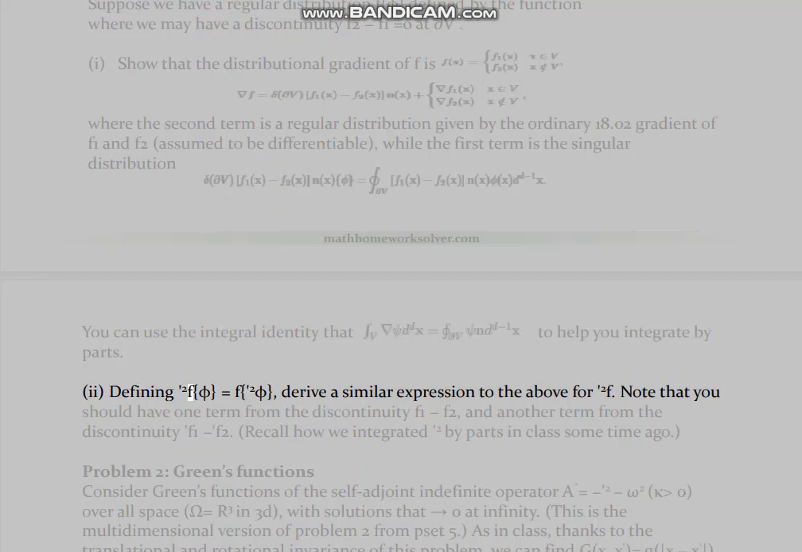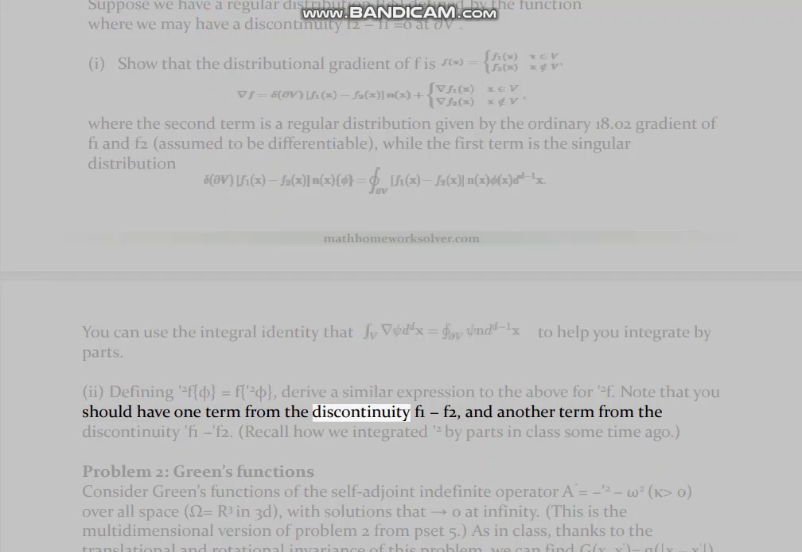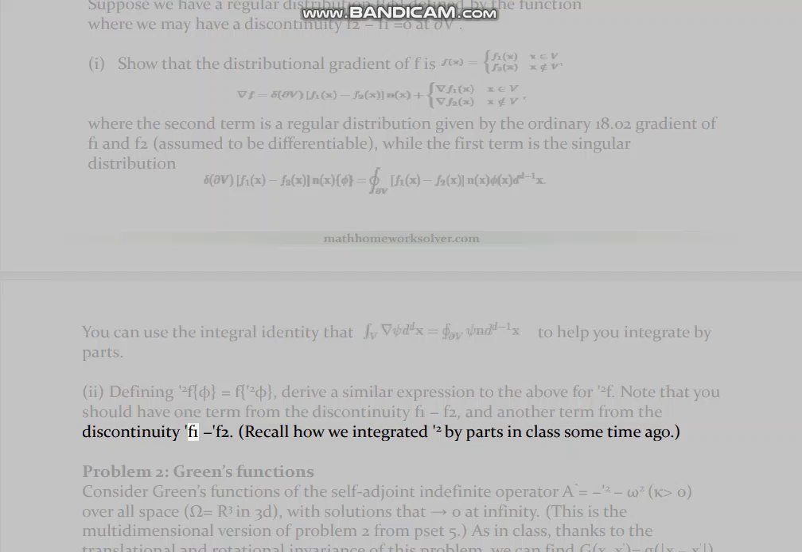Show that the distributional gradient of f is given by an expression where the second term is a regular distribution given by the ordinary 18.02 gradient of f1 and f2, assumed to be differentiable, while the first term is the singular distribution. You can use the integral identity to help you integrate by parts. 2. Defining ⟨∇²f, φ⟩ equal to ⟨f, ∇²φ⟩, derive a similar expression to the above for ∇²f. Note that you should have one term from the discontinuity f1 minus f2, and another term from the discontinuity of the gradient of f1 minus f2. Recall how we integrated by parts in class some time ago.